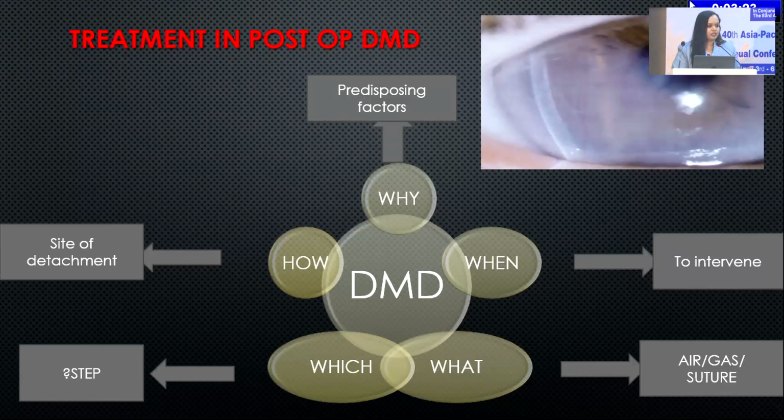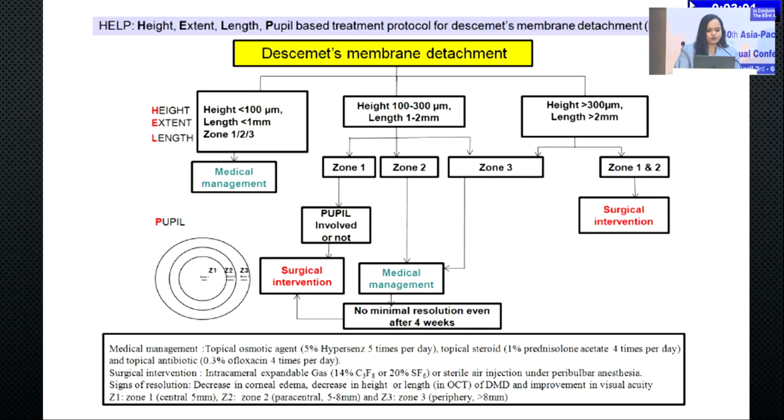So the site of DMD, at what step it occurs, commonly during the entry or during wound hydration, it is important to intervene as fast as you can, because the earlier the DM gets attached, the better the chances that the edema resolves faster and the visual acuity is not affected. So either we can use air or gas, that is 14% C3F8 or SF6, or sutures can also be used.